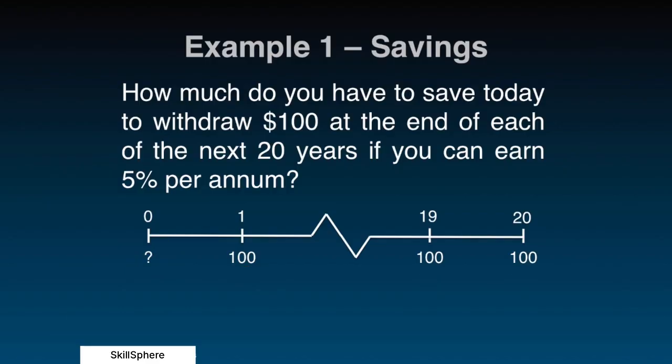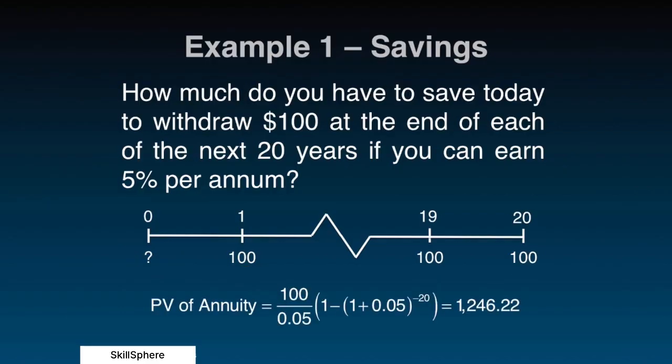A more elegant solution that we just learned, of course, is to apply our present value of annuity formula. Right? The cash flow CF is 100. The discount rate R is 5%. And the time of the cash flows is 20 years. Plugging all those numbers into the formula and computing, we get the present value of these cash flows is $1,246.22. That's how much money I have to save today in order to withdraw the $100 every year.